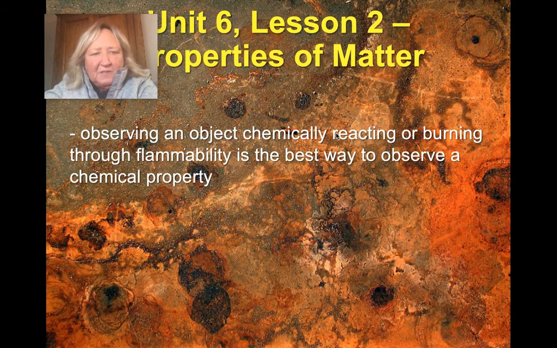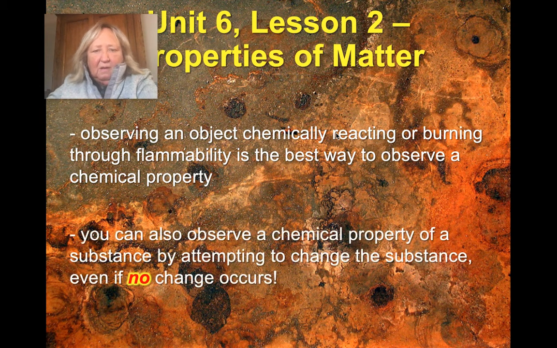Okay, next point here. Observing an object chemically reacting or burning through flammability, so again, burning, is the best way to observe a chemical property. Now, this might sound difficult, but it's not. Just think it through. It says you can also observe a chemical property of a substance by attempting to change it, even if no change occurs. We're going to have an example here in 1 second.